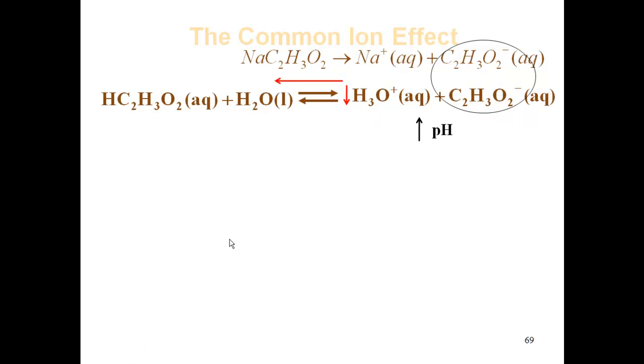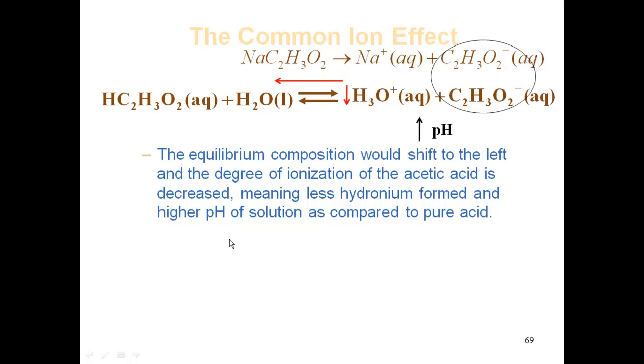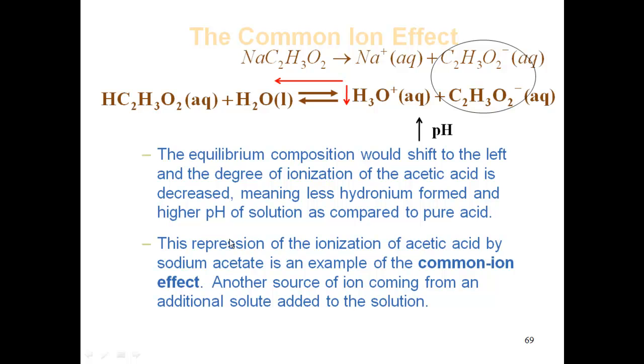The equilibrium composition will shift to the left, and the degree of ionization of acetic acid is now decreased, meaning I'm going to form less hydronium ions. Therefore, I will have a higher pH compared to that pure acid. The repression of the ionization of the acetic acid by sodium acetate is what we refer to as an example of a common ion effect. There's another source of ion coming from an additional solute added to the solution, hence common ion. Now, when we're talking about acids and bases, we have a special name for the common ion effect, which is called a buffer, which we'll talk about later on in this lesson.